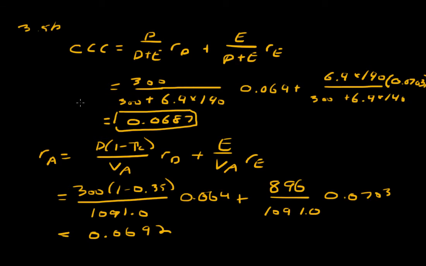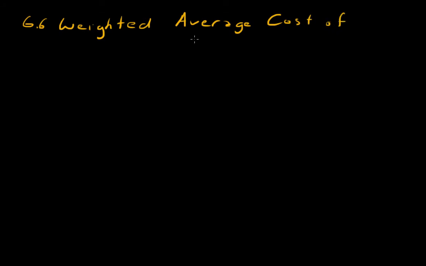Okay, let's turn to the last section that will be in this video, the weighted average cost of capital, or the WACC. So this is 6.6. Weighted average cost of capital. And as I was pronouncing it, you might have suspected that this is often abbreviated as WACC.